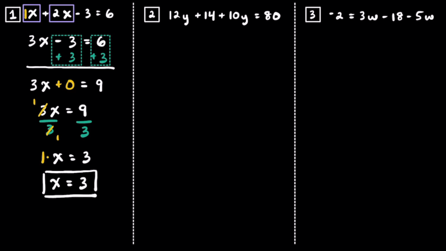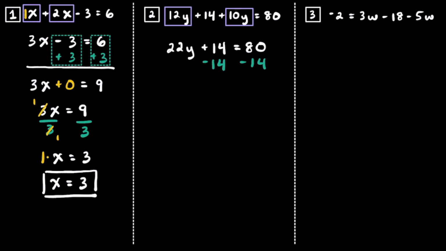There's our solution. For number 2, let's see if we can spot our like terms here. It looks like we have a positive 12y and a positive 10y, and combining those together, we're going to get positive 22y. Going ahead and copying down the plus 14 and equal to 80, we now have a two-step equation. What we're going to do next is subtract 14 from both sides because we want to get 0, and then we'll try to get 1 in a little bit.